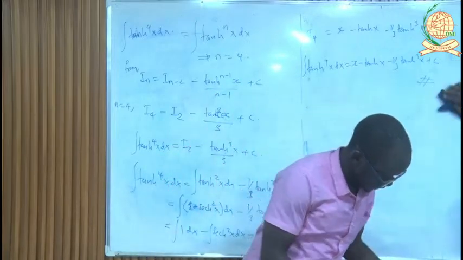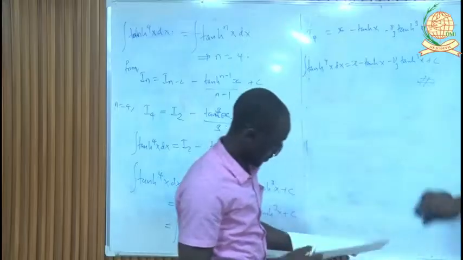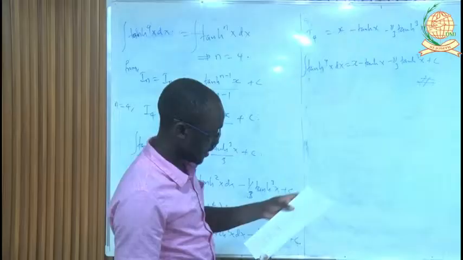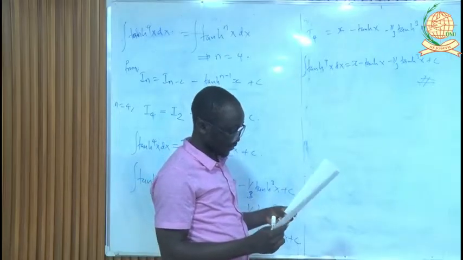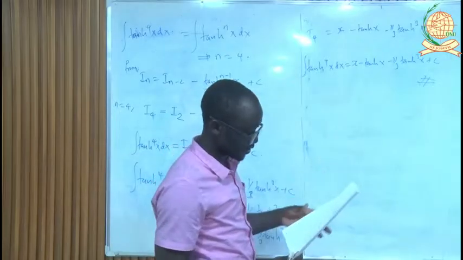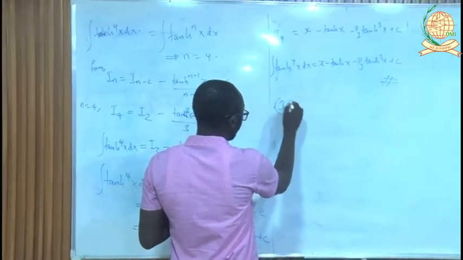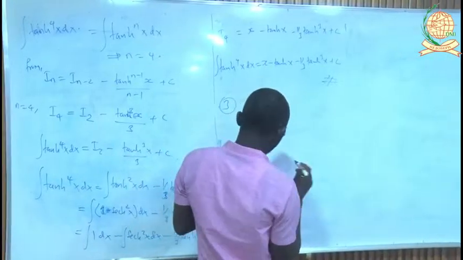Question number 3 here. Question number 3 says it's a linear programming question concerning transportation. It was a transportation problem. So it has no subsection. It's just question number 3 alone.